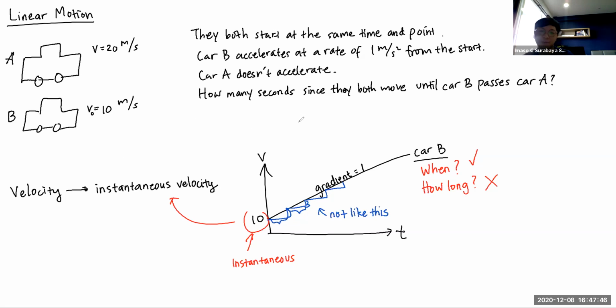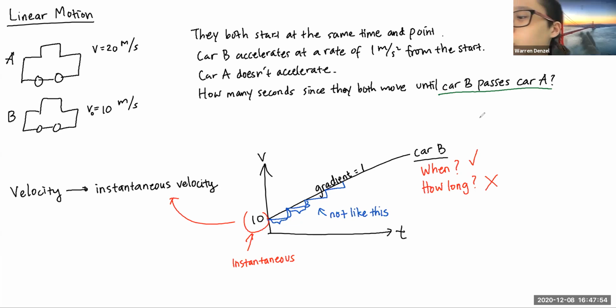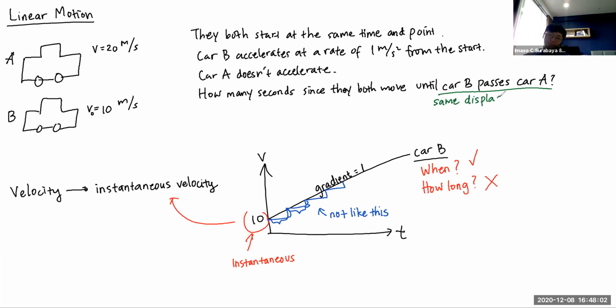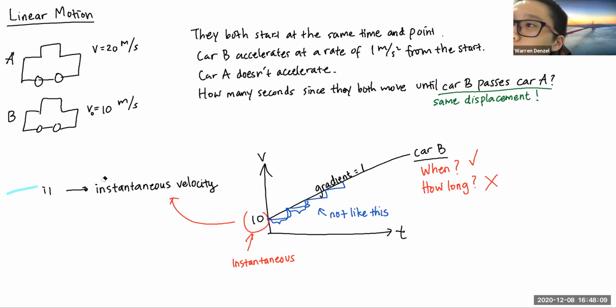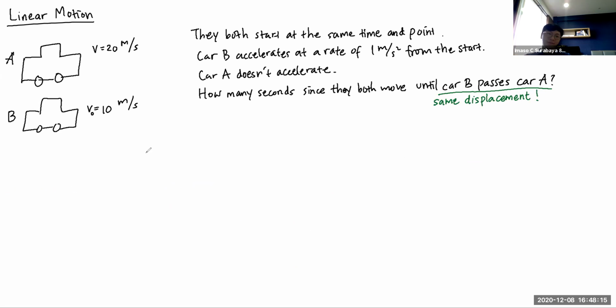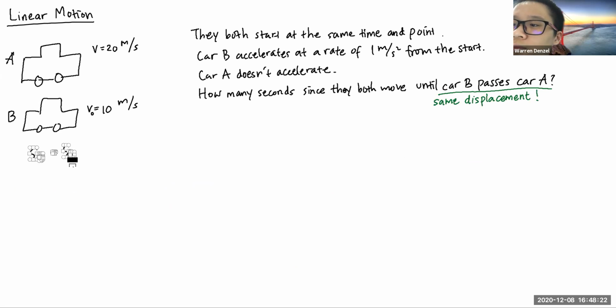If car B passes car A, what does that mean? That means car B has reached car A. In physics, same displacement. In displacement, right? Yes. So SA is equal to SB, right? Yes. Let me move it a little bit to the center.